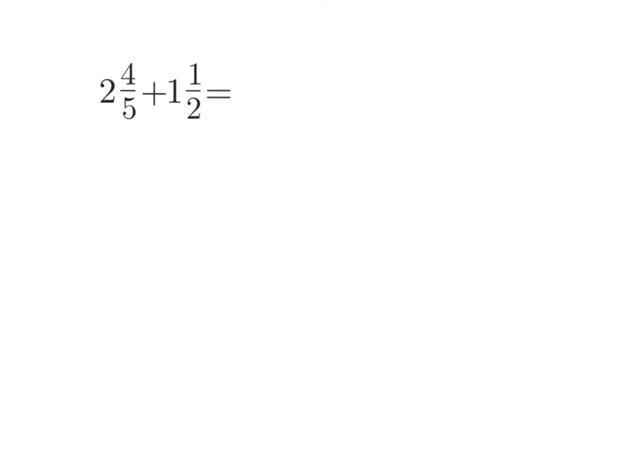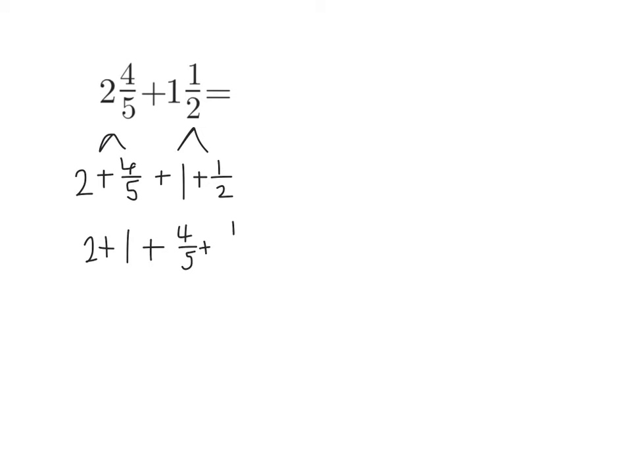Good. Okay, if I break up 2 and 4/5, it'd be 2 plus 4/5. And then if I break up 1 and 1/2, it'd be 1 plus 1/2. Do you agree? Yeah? Okay, let's use the commutative property to group all the whole numbers together. What are my whole numbers? 2 plus 1. Now let's group the fractions together. What do I have? 4/5 plus 1/2.